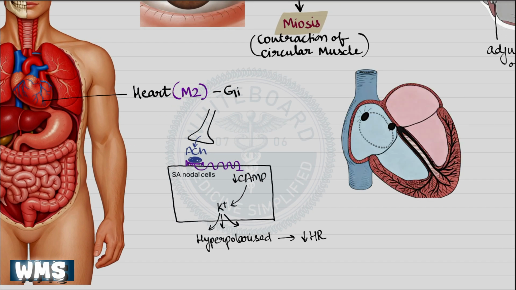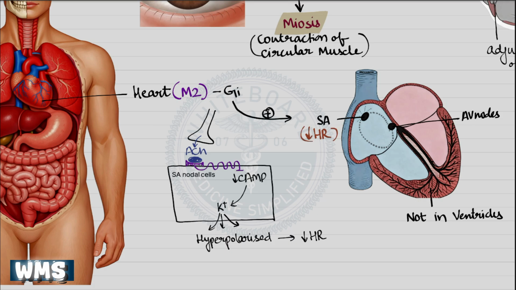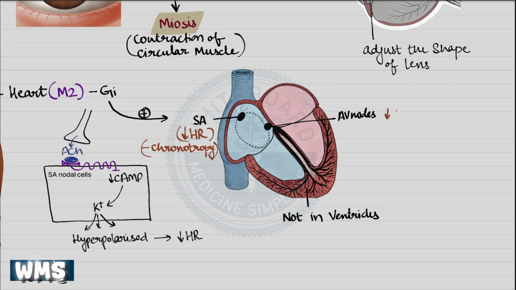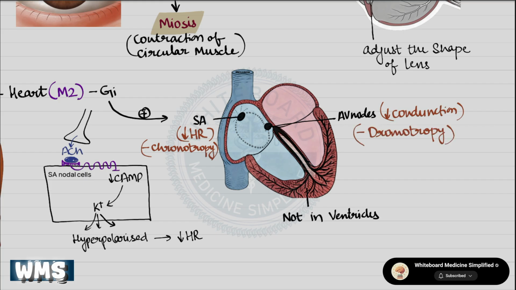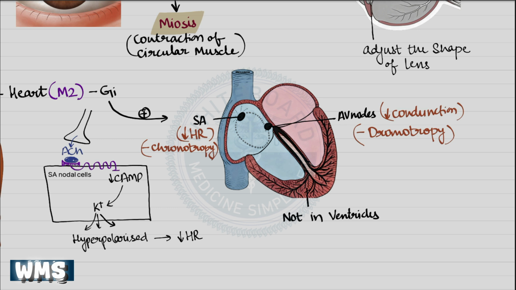M2 receptors are highly concentrated in the SA and AV nodes and to a lesser extent in the atrial myocardium, but not significantly in the ventricles. That is why, when the parasympathetic system is stimulated, the most prominent effect is a marked decrease in heart rate due to its action on the SA node. This is called negative chronotropy. At the same time, conduction through the AV node is significantly slowed, which we refer to as negative dromotropy. Because the ventricles have very few M2 receptors, there is minimal effect on ventricular contractility, meaning parasympathetic stimulation does not produce a significant negative inotropic effect on the ventricles.